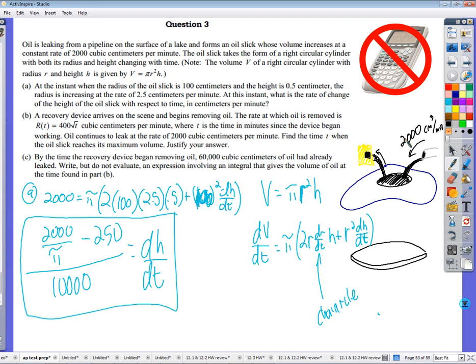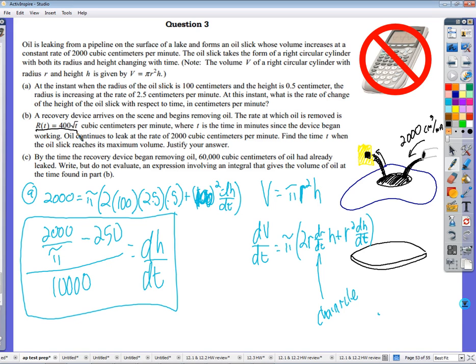So the oil's been spilling out and spilling out. And then at some point, this machine arrives and starts pulling oil off of the slick, right? So at the instant that it begins, how fast is it pulling oil out of the lake? This thing tells you the rate at which it's pulling oil out. What's that? 400 cubic centimeters per minute. But that's slower than the oil is coming into the lake, right? So the overall volume is still increasing.